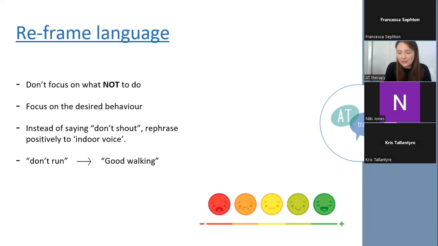For instance, consider the command "don't run." In this case, the final word, run, tends to resonate with most children. When rephrased as "good walking," the child hears the word walk, reinforcing the positive and desired behaviour. This shift in wording helps focus on the desired action, making it more likely that they will follow the instructions and engage in the behaviour that you want to encourage.